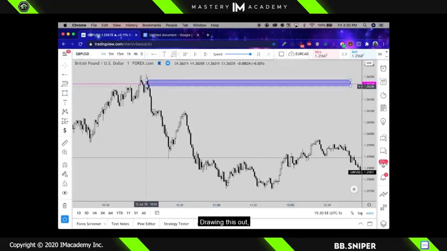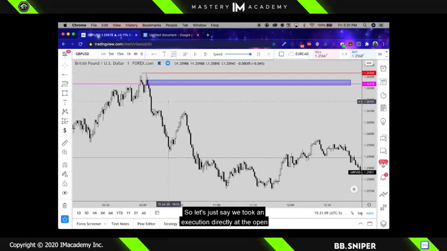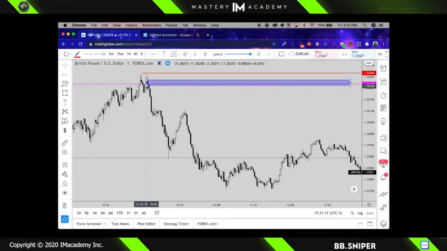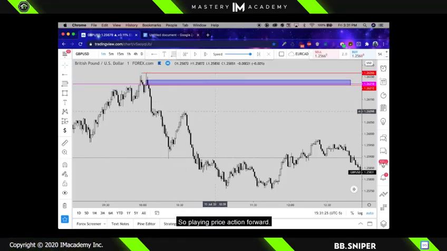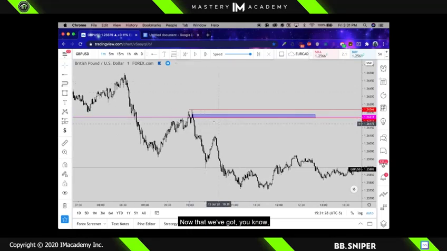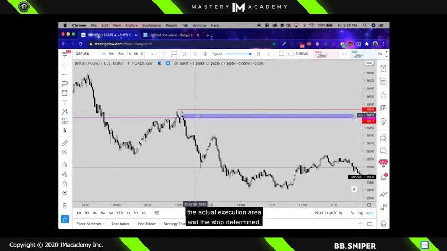Okay, drawing this out, what we're simply looking for is to execute within this area with a stop above the high. So let's just say we took an execution directly at the open of that candle, which for us would be, go ahead and throw that out there, around 1.6212. Okay, so playing price action forward, now that we've got the actual execution area and the stop determined, you can see that we've got that tight stop loss.